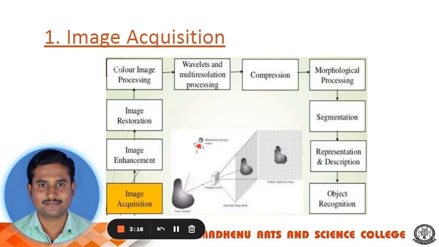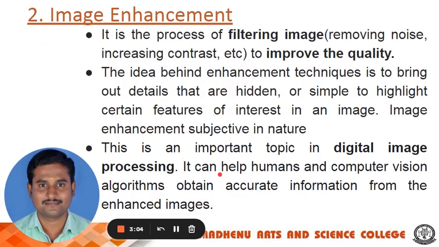So this illumination energy is reflected by the scene element, which is captured by the imaging system. In this way, an image is captured for processing. The next stage of image processing is image enhancement. It is the process of filtering an image to improve the quality. We have to improve the quality of the image for doing some processing on it.